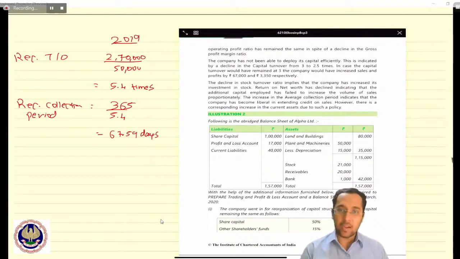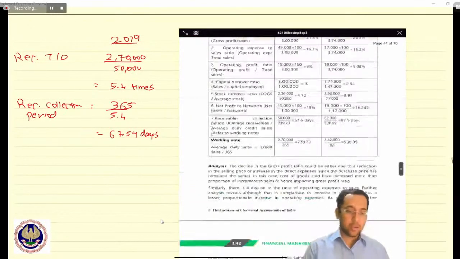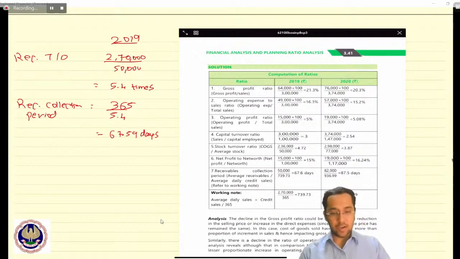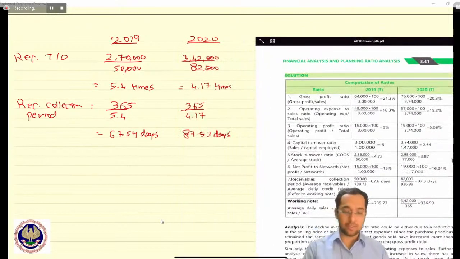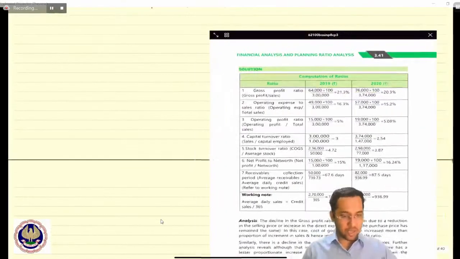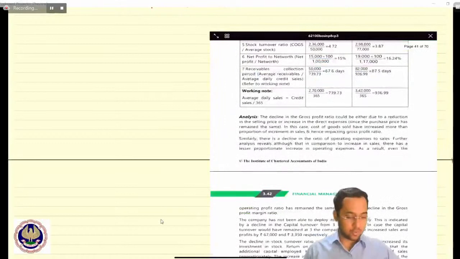In 2020, can we take an average of receivables, that is 50,000 and 80,000? Yes, we can, but then the consistency will be hampered. For 2019 you're taking the closing figure, and for 2020 if you take the average, there won't be consistency. So I prefer you to not take the average. Let's quickly go for some more really good questions.